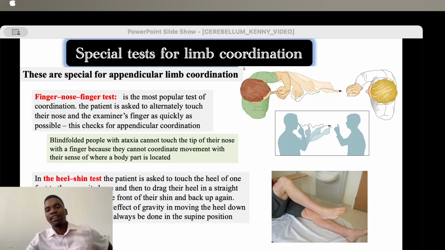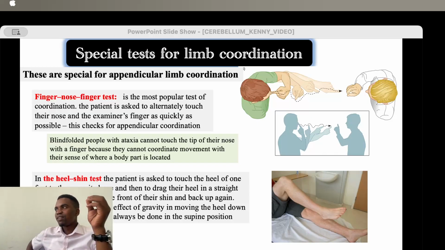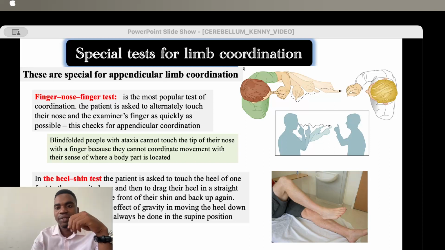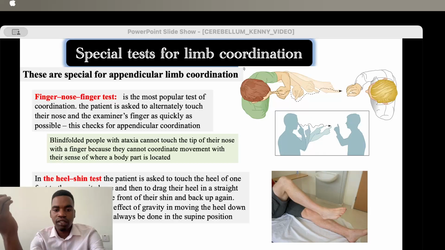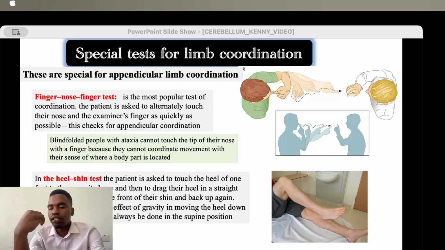Now, look, when I was a little boy, I used to sometimes close my eyes and try to eat with eyes closed, and I couldn't miss my mouth, but I didn't know why. Now I understand that it was because of the cerebellum, because it helps me to locate the position of the joints of my upper limb, and I could put it appropriately into my mouth, even with the eyes closed.